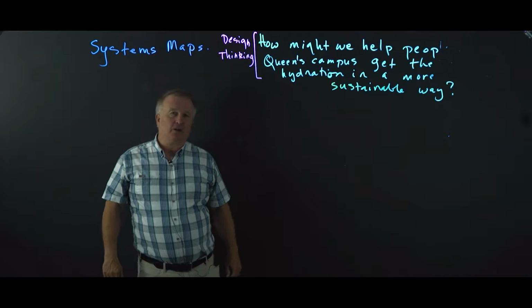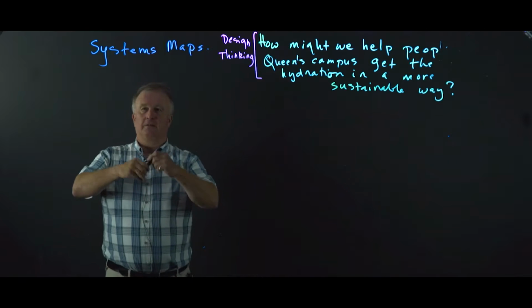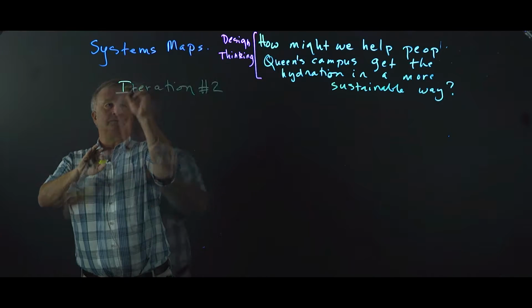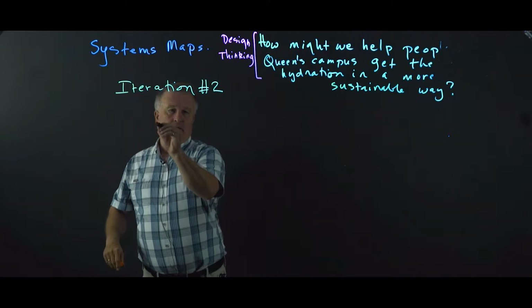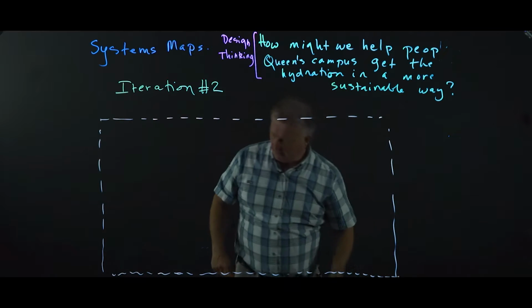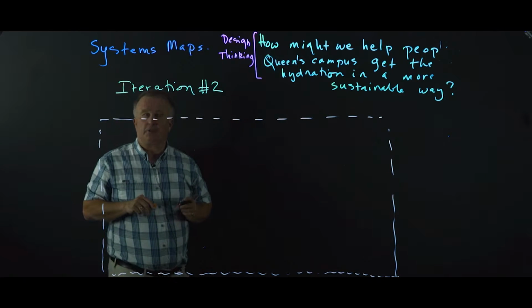Okay, we're going to carry on with developing our systems map, and we're going to call this iteration 2. Okay, and so let me draw the boundary again. I seem to be using a different font along the bottom there for the boundary line. But anyway, we're in iteration 2.